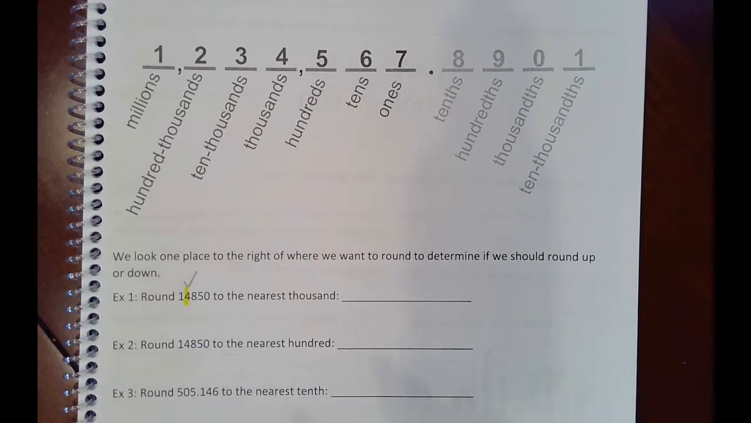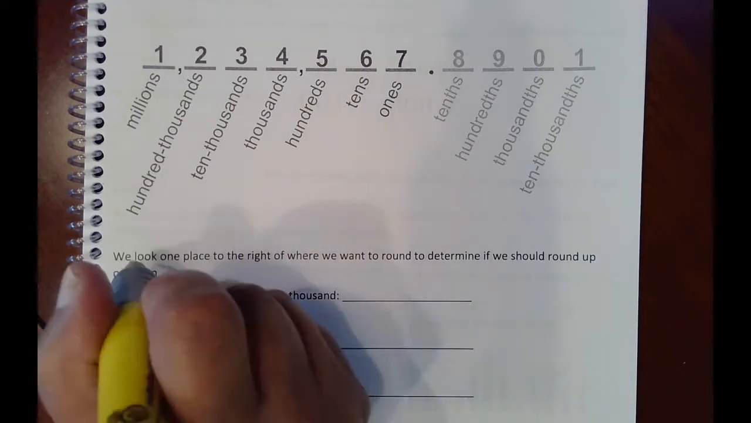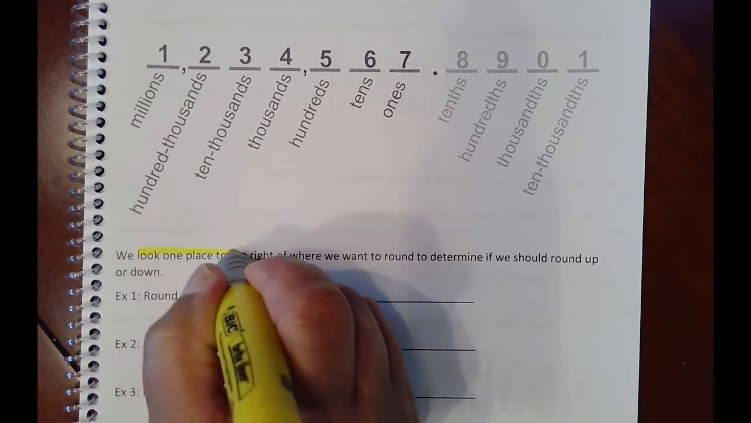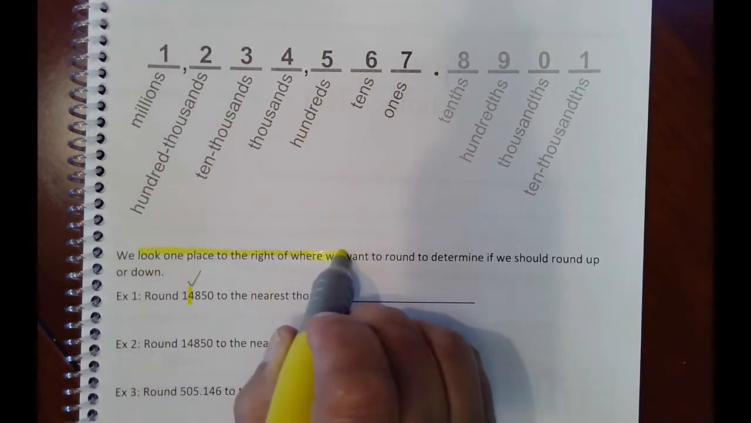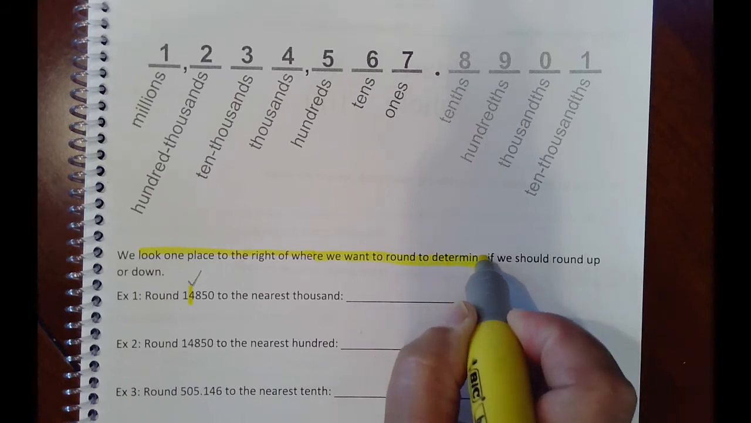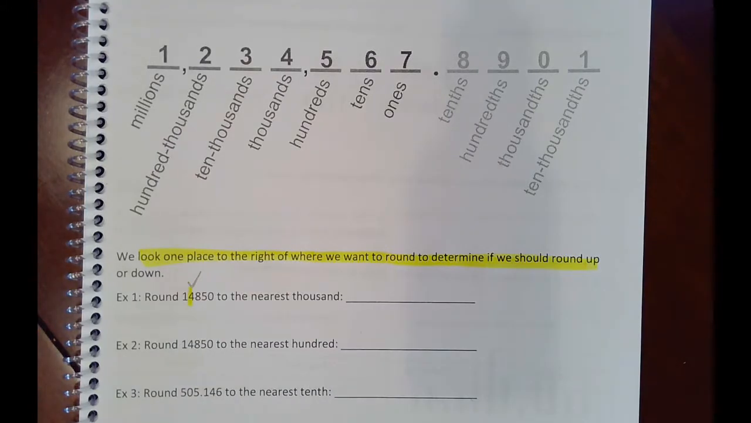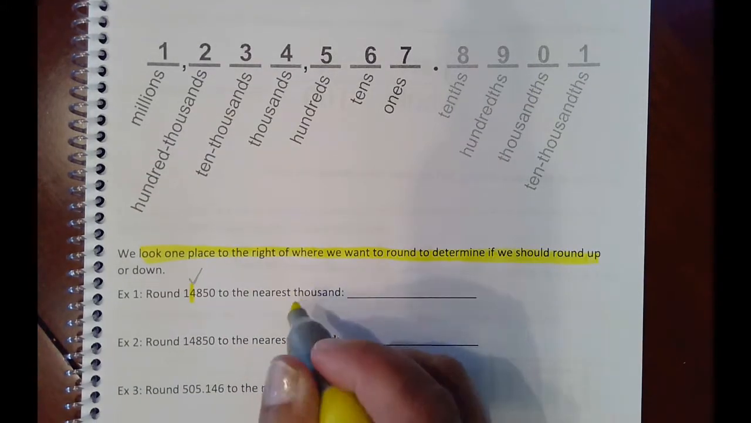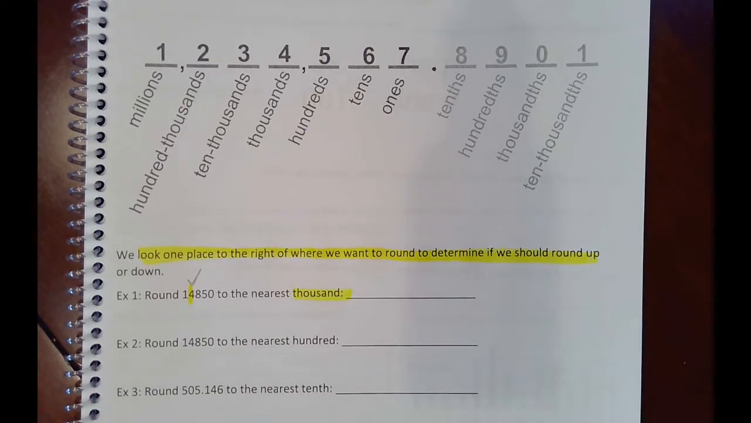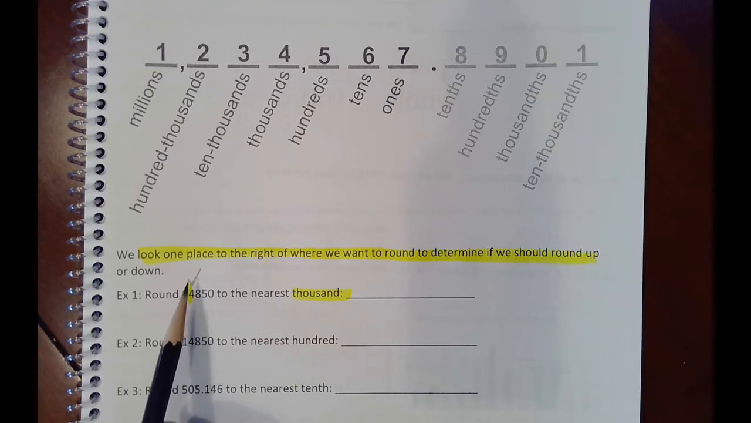And as this comment says right above the examples, we look one place to the right of where we want to round to determine if we should round up. So you're always going to first pay attention to where they want you to round to. They want you to round the number in the thousand position, that would be this 4 right here. Look at the number that's to the right of the place that you're trying to round off. And you know how it goes. If it's 5 or bigger, you round up, and if it's less than 5, you leave it alone.